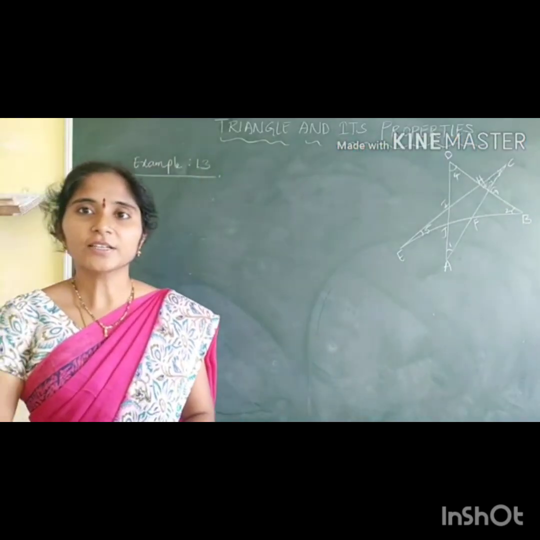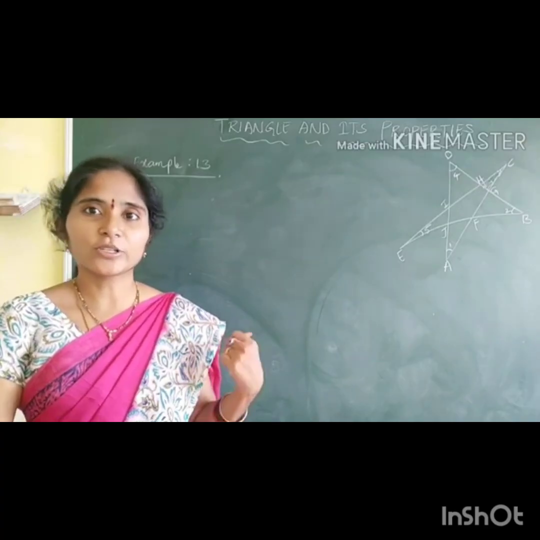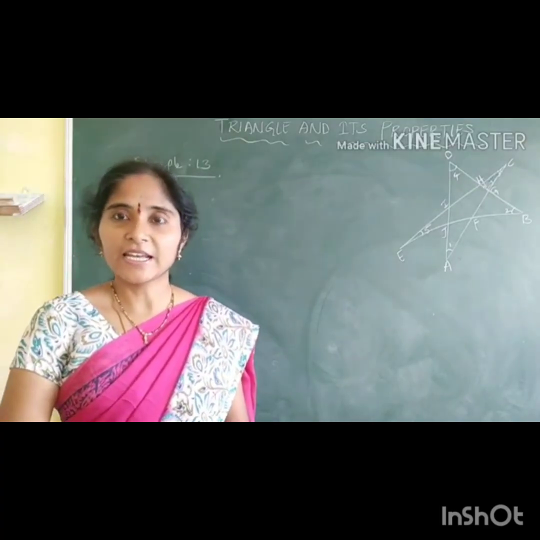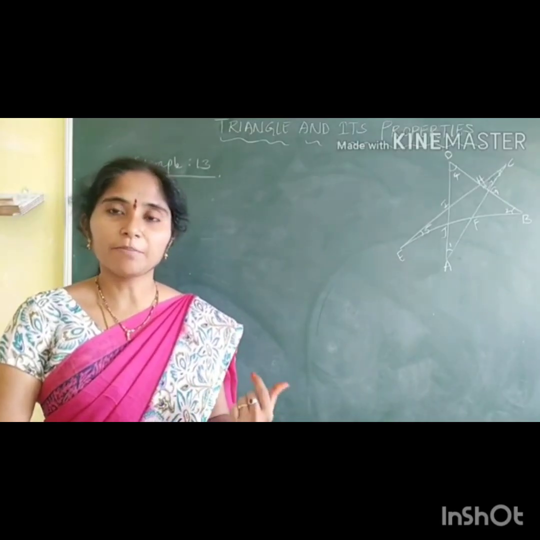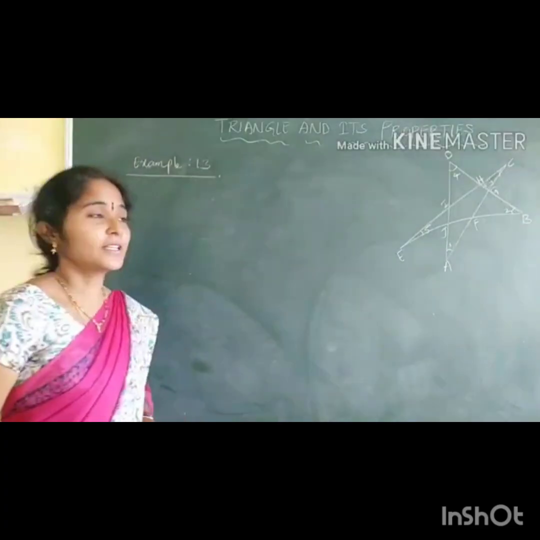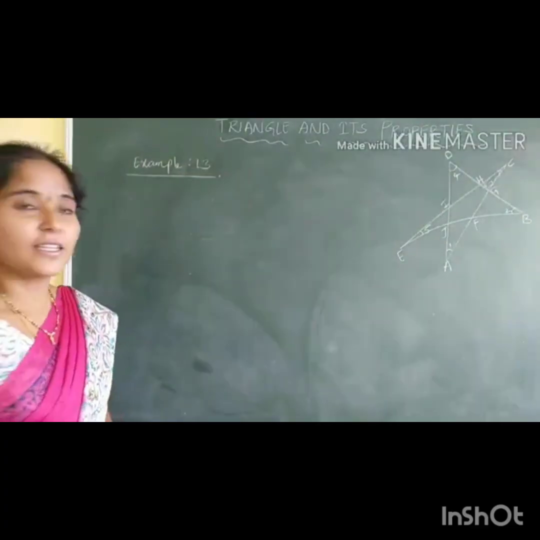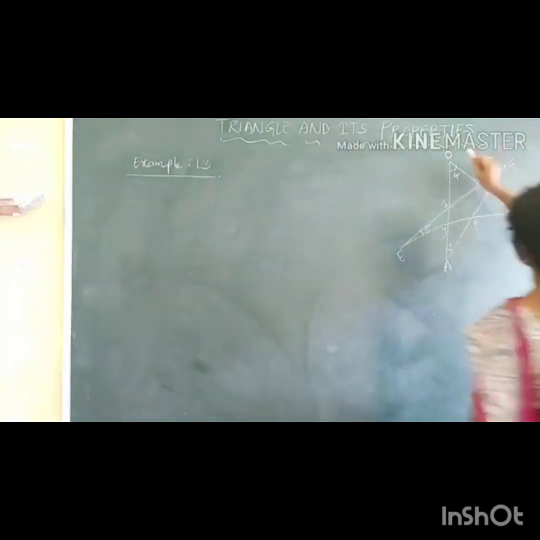Hello children, up to yesterday we discussed example 12. Today we are going to discuss example 13. In example 13, what are they asking? Find the angles A, B, C, D, E. Here observe the given picture. It is like a star. In this, we should find a total of 5 angles: A, B, C, D, E.